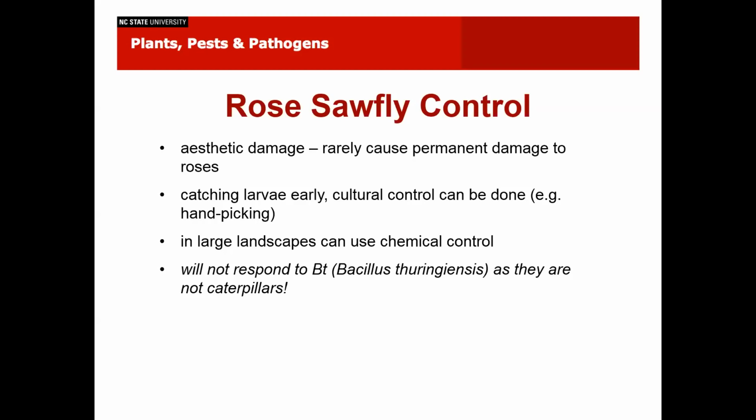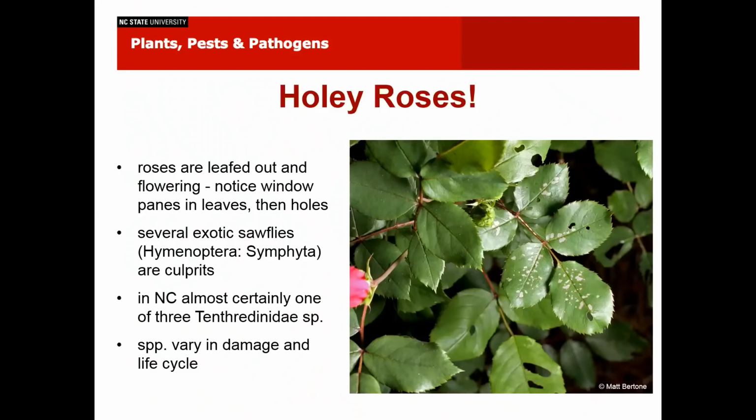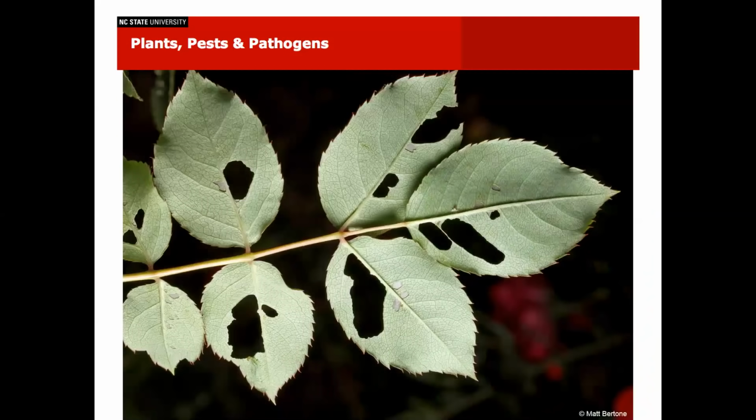Yeah. So the previous two will skeletonize when they're younger, and they skeletonize from the underneath. We'll go back and show. So you can see on this photo right here, the windows caused by the skeletonizing on the undersides. Now, it's very minor, and it's much more defined in little patches, and it's not on the upper surface. So again, if you're seeing these windows appear, just look on the underside. You may see these little tiny larvae, as in here.